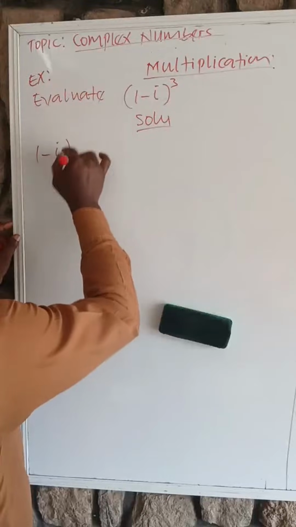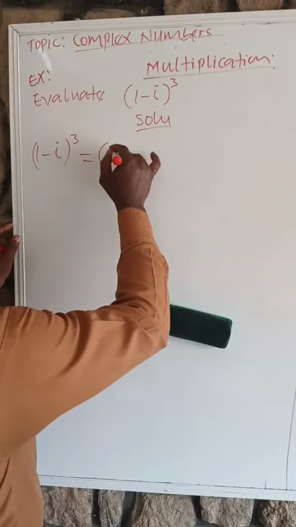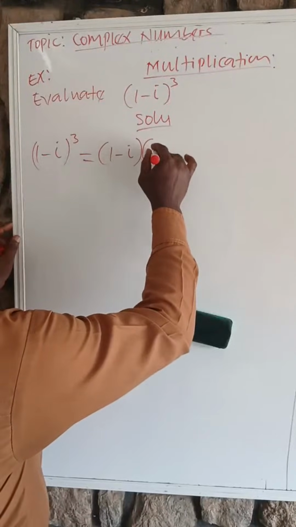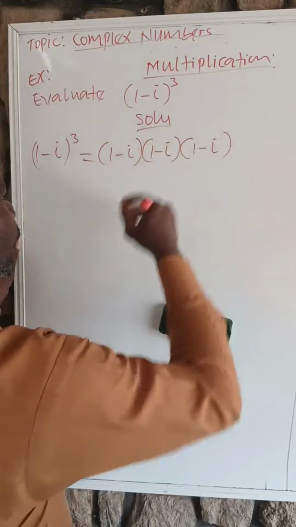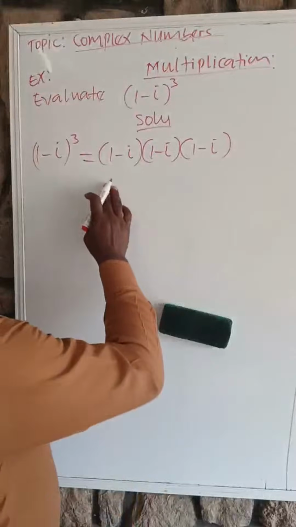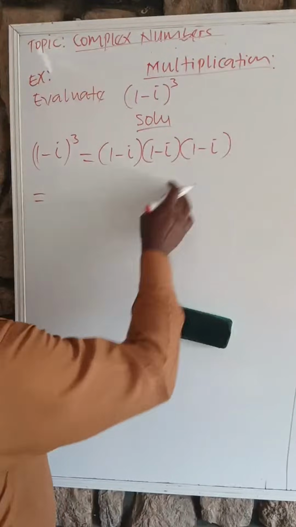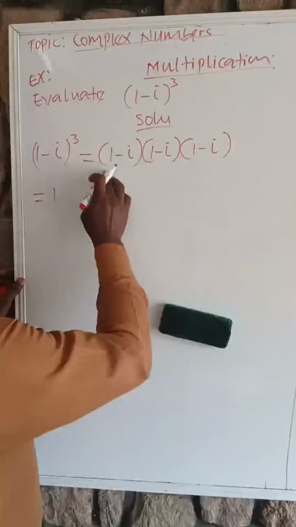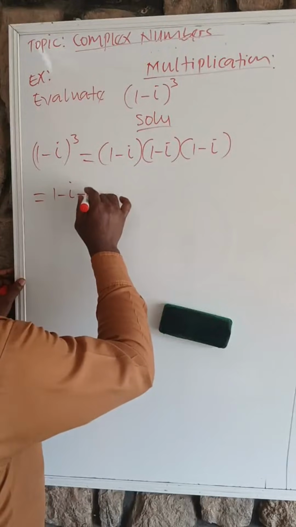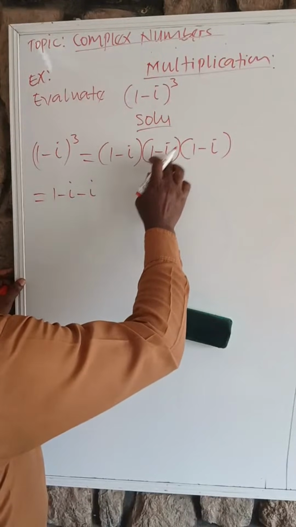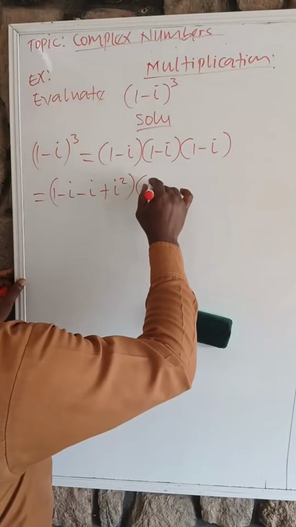(1 minus i) all raised to the power of 3 is the same thing as (1 minus i) times (1 minus i) times (1 minus i). True or false? This is how you are supposed to expand it, isn't it? So you first use these two brackets to multiply. Then 1 times 1, 1 times minus i, minus i times 1, minus i times minus i, which is plus i squared. True or false? Remember these brackets.